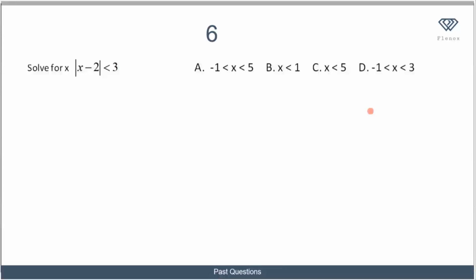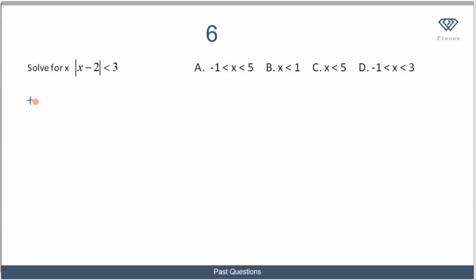Now let's move on to the last question we'll be examining, and this has to do with absolute inequality. So here we are told to solve for x if the absolute value of x minus 2 is less than 3. So as we've discussed, we are going to consider the two instances in which the quantity inside there is positive and the other scenario in which the quantity inside there is negative.